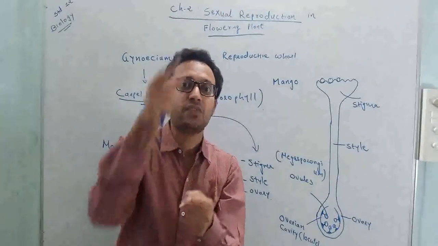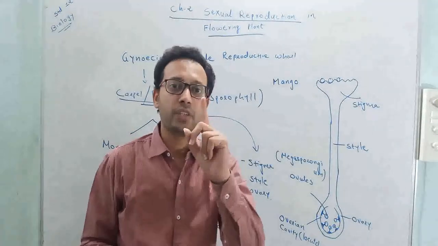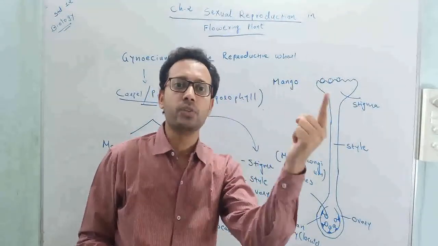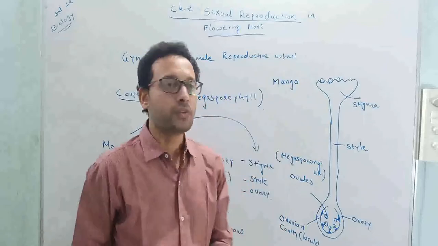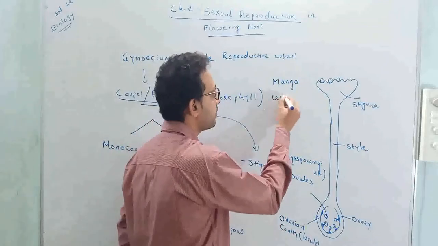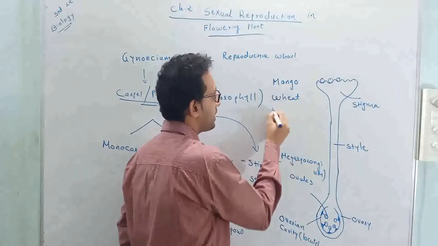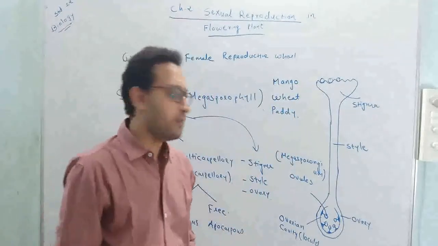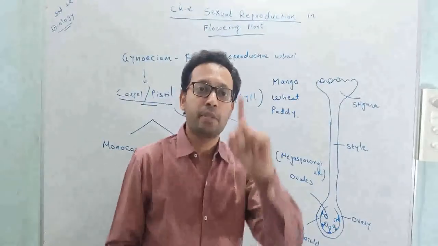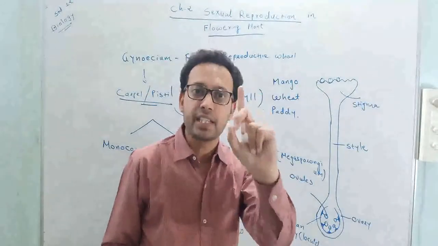Because you know that a seed is formed from an ovule. Why does it have only one seed? Because it has only one ovule. So this is a mango plant, it has only one ovule. Next, wheat. Next, paddy. These are examples in which the ovarian cavity possesses only one ovule and hence they have only one seed.